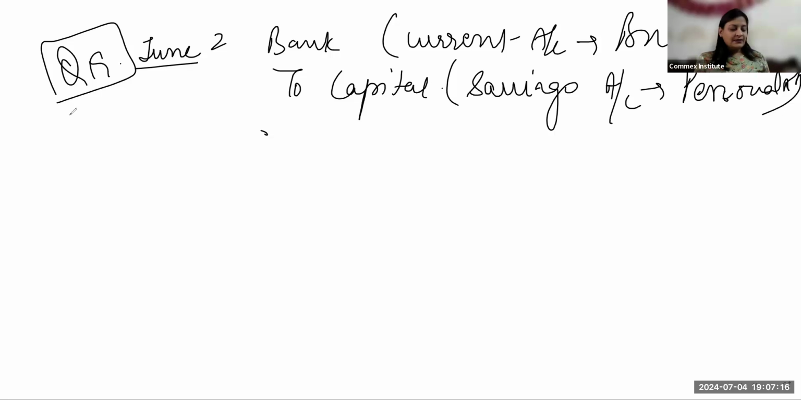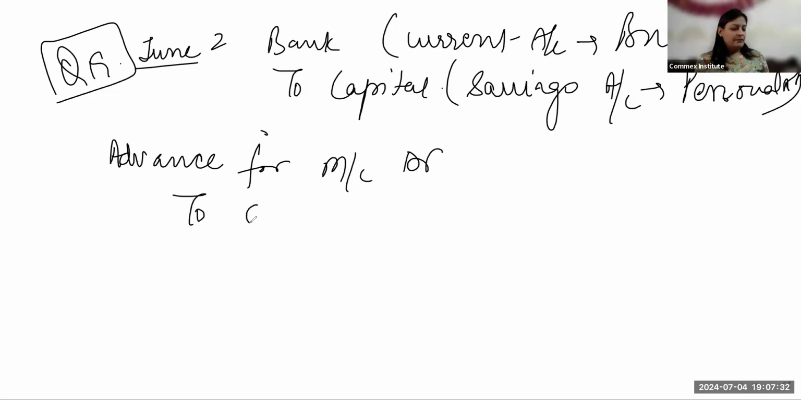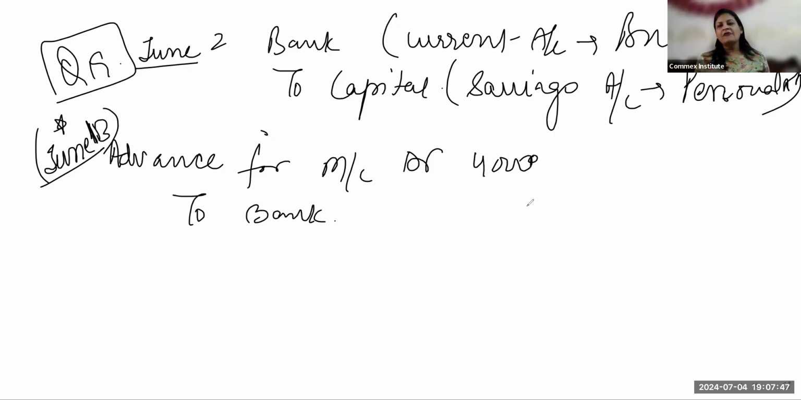June 13th. Paid to Ramavatar by check advance for machine. So this entry would be advance for machine account debit to bank. Take down this entry. Because as of now, we have not received the machinery. We have just made the advance payment. So the June 13th entry is important. Advance for machinery account debit to bank, 40,000 and 40,000.